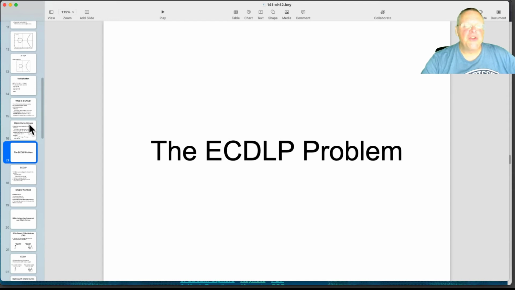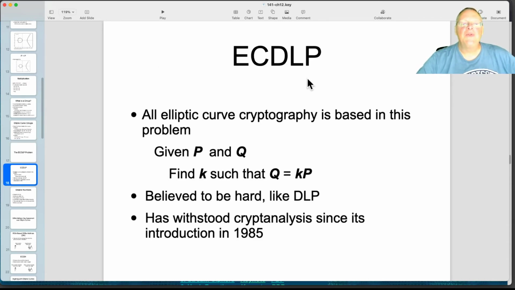All right. So now we have a field. We can define the discrete logarithm problem, which works like this. You're going to have P and Q, and I want to be able to find K, so when you multiply K times P, you get Q. That is the discrete logarithm problem, and people believe that's as hard as the other discrete logarithm problems on which all of our public key cryptography is based.